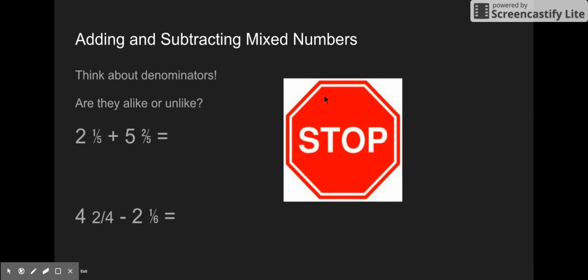When adding and subtracting mixed numbers, the first thing you should do is stop. Think about denominators. Are they alike or unlike? In the equation 2 1/5 plus 5 2/5, we notice the denominators are the same. But in the equation 4 2/4 take away 2 1/6, we notice the denominators are different.